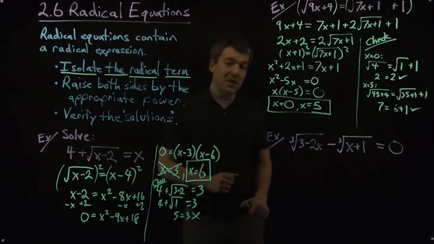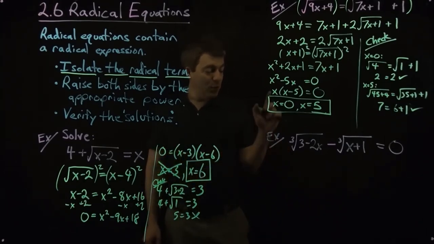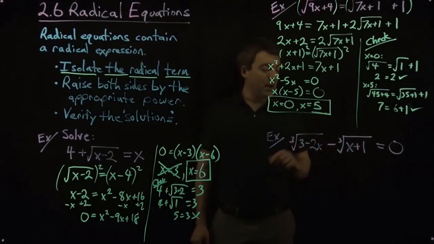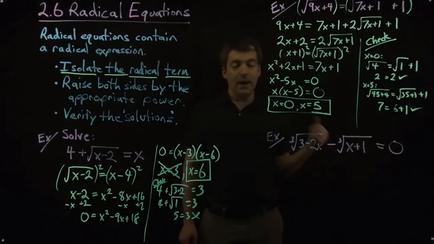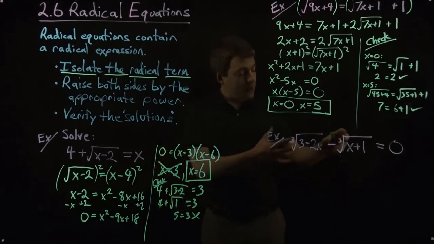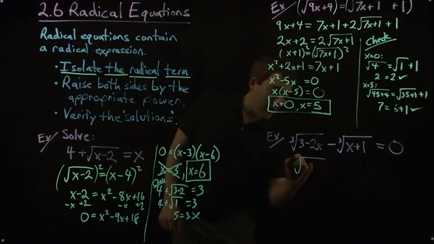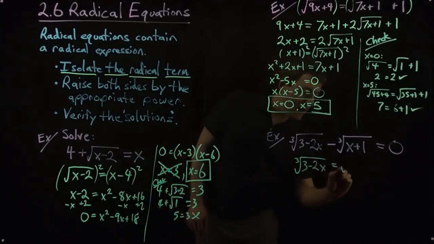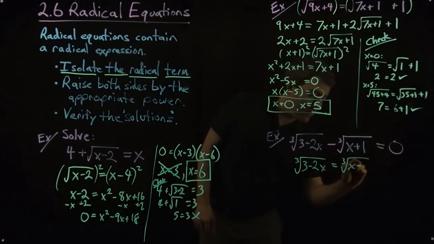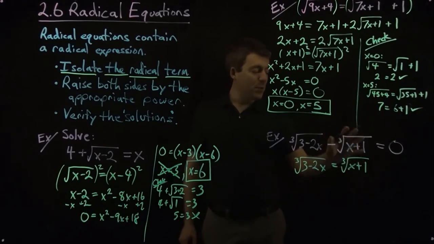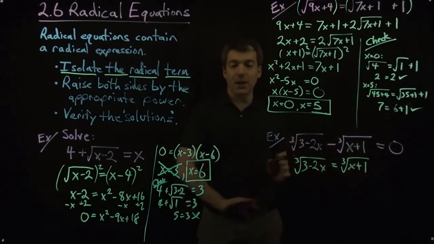All right, let's look at the last example. Cube root of 3 minus 2x minus cube root of x plus 1 equals 0. Here we need to isolate one of these radical terms, and it turns out if we add this to the other side, we isolate both. Good scenario. So just move this negative cube root of x plus 1 to the other side. We've isolated the radical terms.